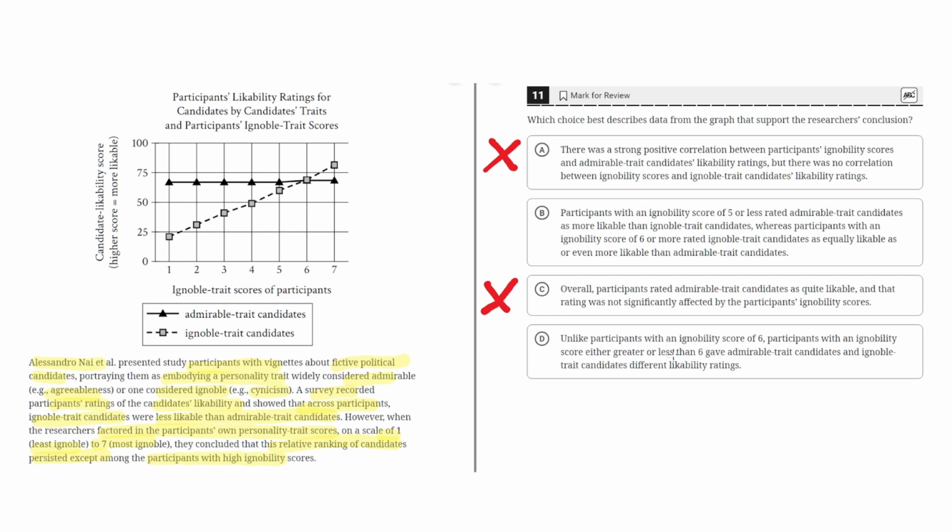D. Unlike participants with an ignobility score of 6, participants with an ignobility score either greater or less than 6 give admirable trait candidates and ignoble trait candidates different likability ratings. So this is incorrect because although this is technically true, this doesn't clearly prove the claim here, and because this doesn't properly prove that claim, we can eliminate option choice D. And with that, we know that the correct answer is B.